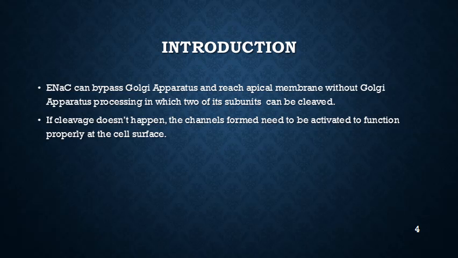ENaC can bypass the Golgi apparatus and reach the apical membrane without Golgi apparatus processing, which has the capacity to cleave two of its subunits. If cleavage doesn't happen, the channels formed need to be activated to function properly at the cell surface.